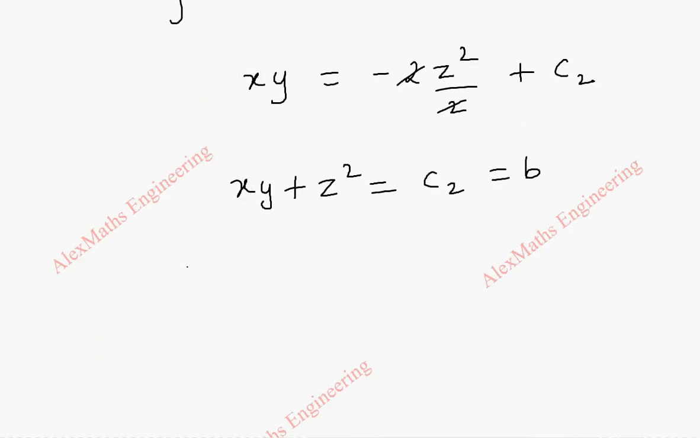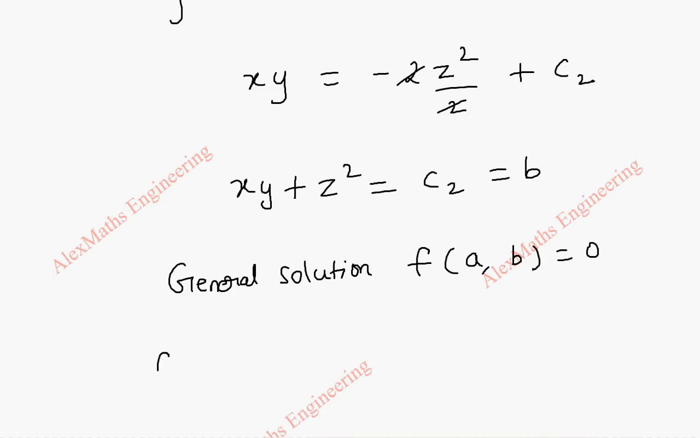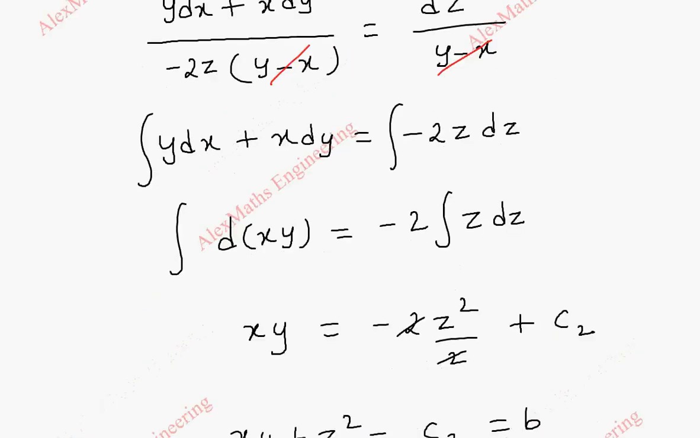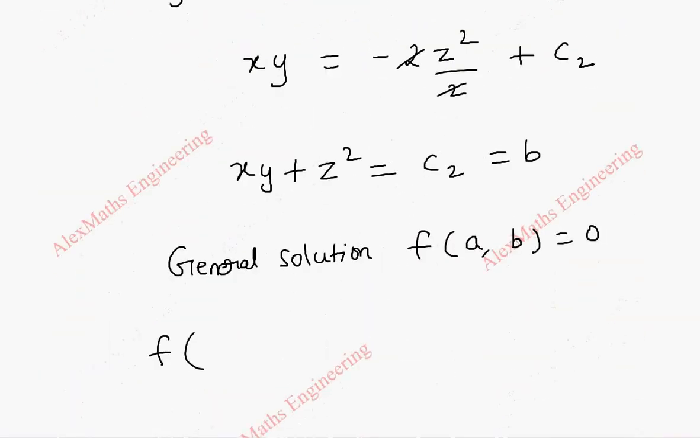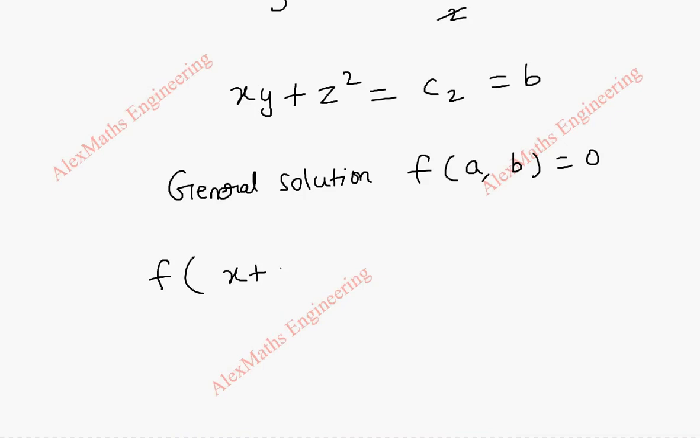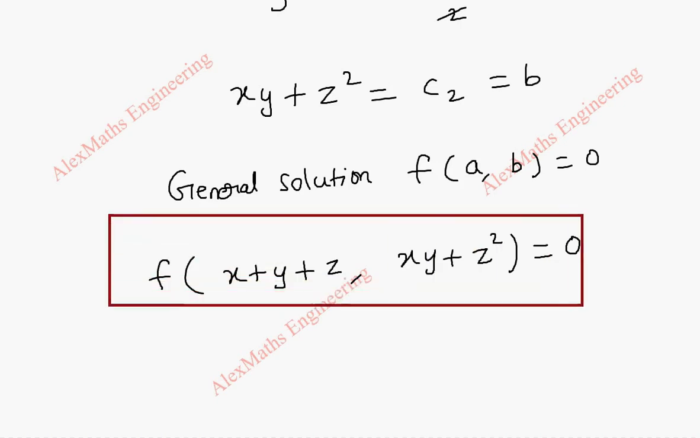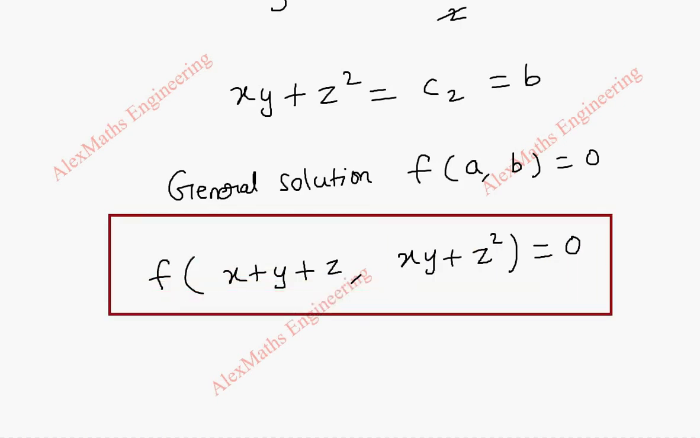Now finally, we are going to write the general solution, which is in the form of f of a comma b equal to 0. Our a is x plus y plus z, and b is xy plus z square, so f of x plus y plus z comma xy plus z square equal to 0. Thus, we got the solution for the given partial differential equation using the Lagrange's multiplier method.